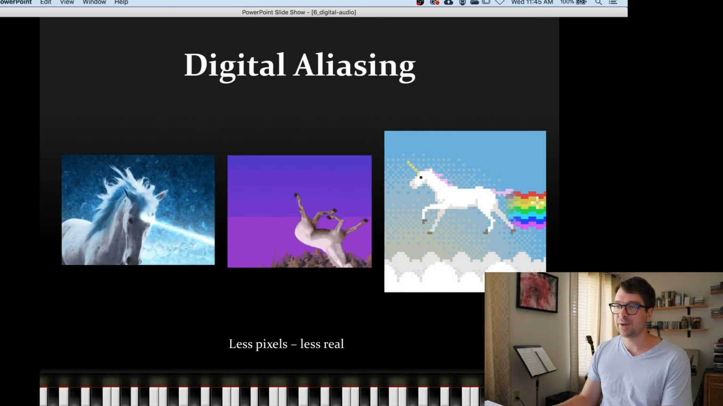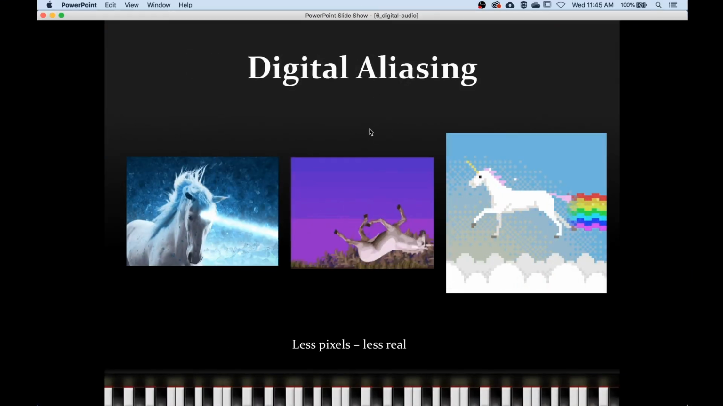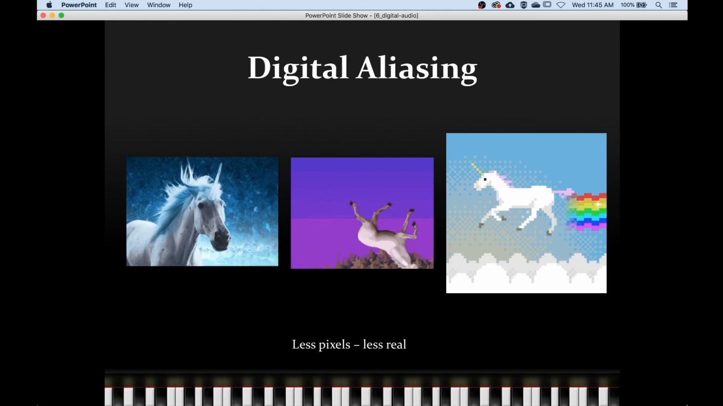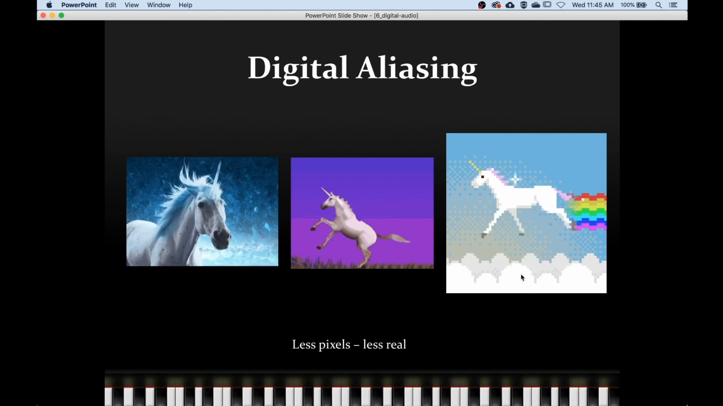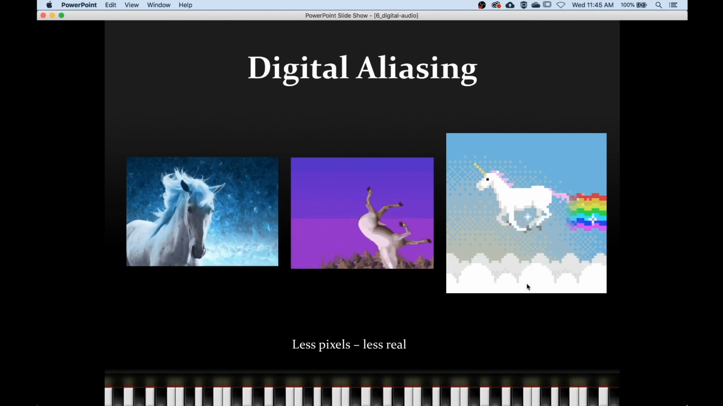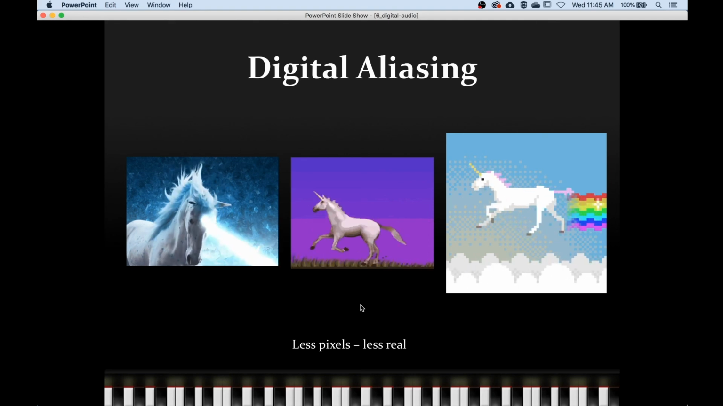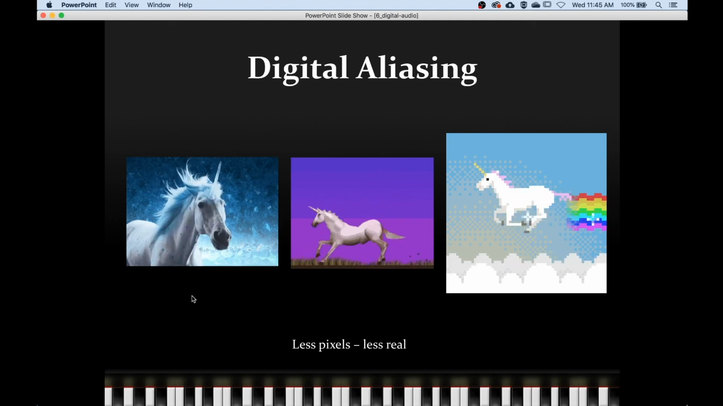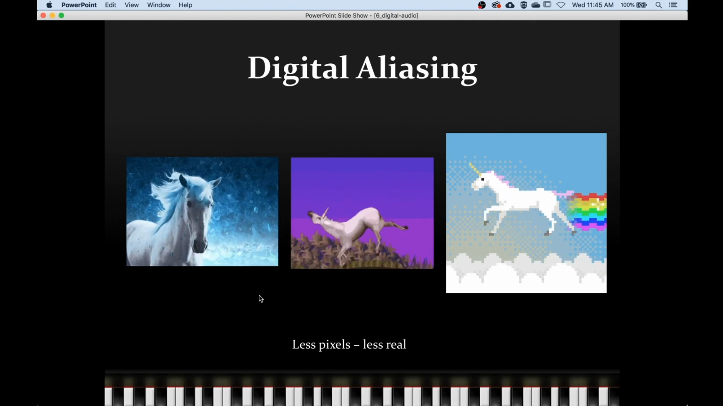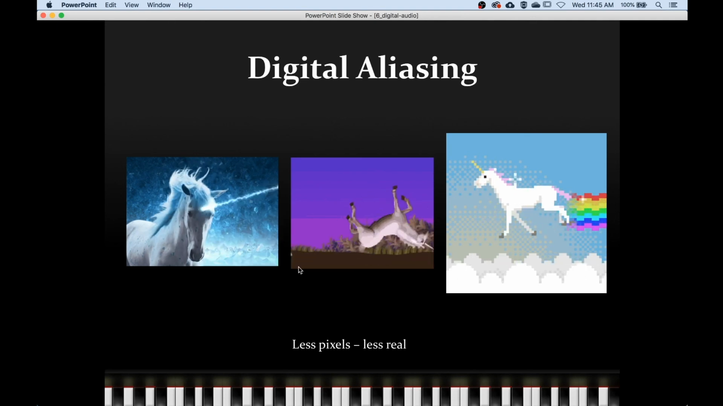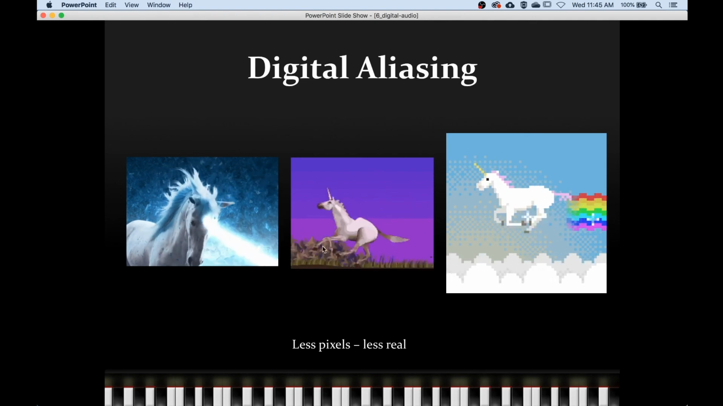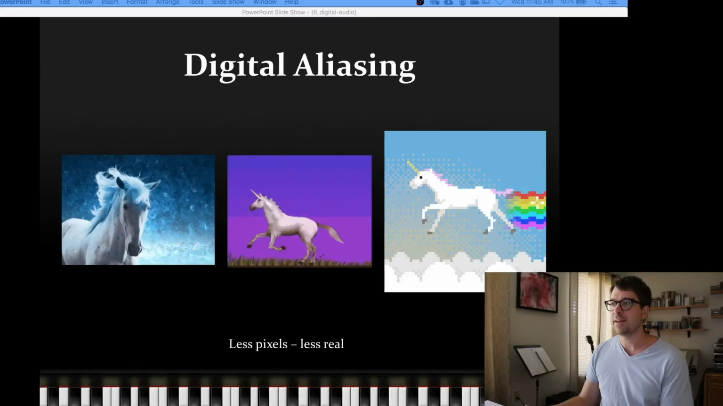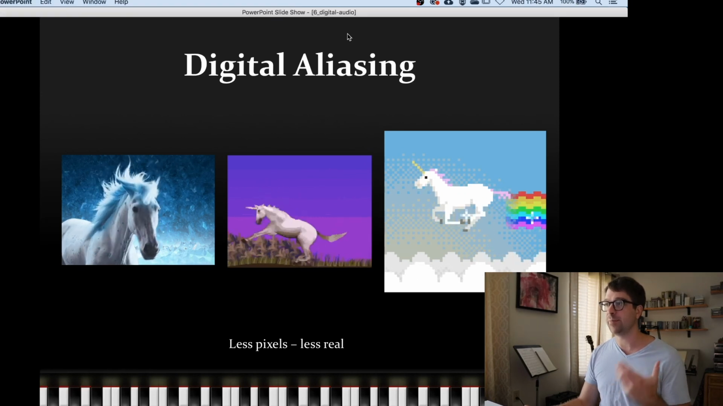Aliasing can also happen, I want you to see this in full screen, depending on how many pixels you have. Fewer pixels looks more pixelated. You can see the pixels more, and it looks less real. If we add some more pixels, we get a more realistic unicorn. And if we add lots of pixels, then oh my god, we get the most amazing unicorn possible. So there's definitely charm. All of these can be used in different ways. I find 8-bit stuff very charming, but if you want to create realism, you need more pixels, you need more measurement.